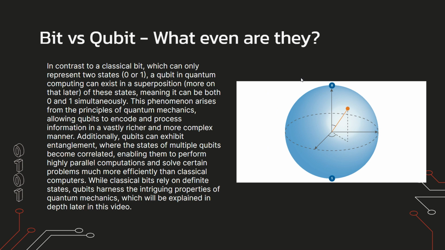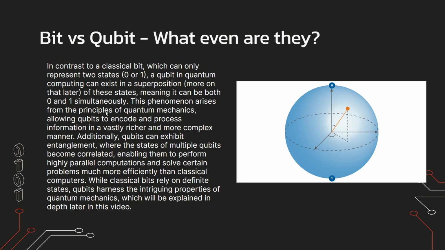So this is a qubit, and in contrast to a classical bit, which can only represent two states, a qubit in quantum computing can exist in a superposition of these states. And there will be more on that later. But it means that it can be both 0 and 1 simultaneously.